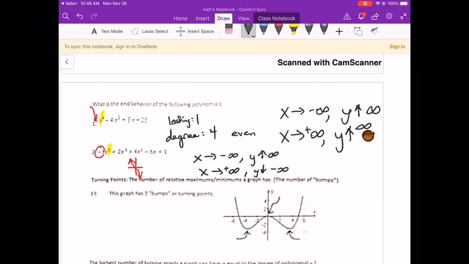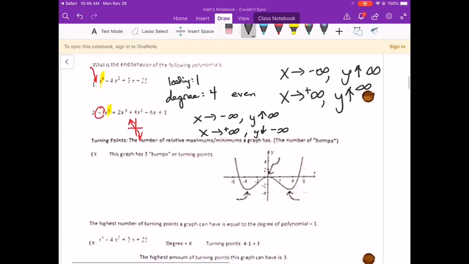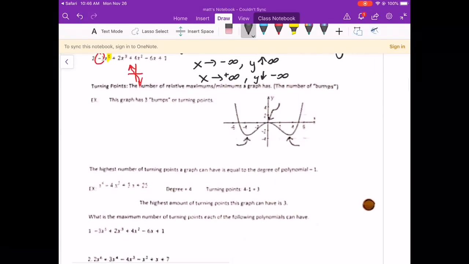So again, make sure you're taking note of where the arms are pointing when it's an odd degree function or an even degree function, as well as the leading coefficient being positive or negative. Okay, then we bring back this idea of bumps and turning points.